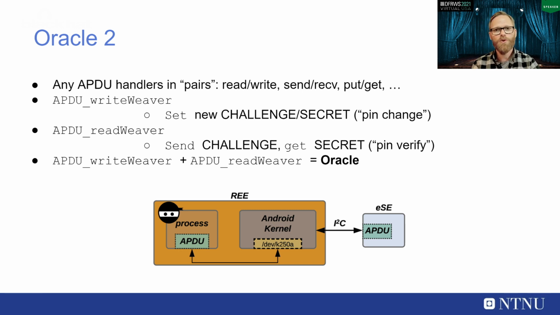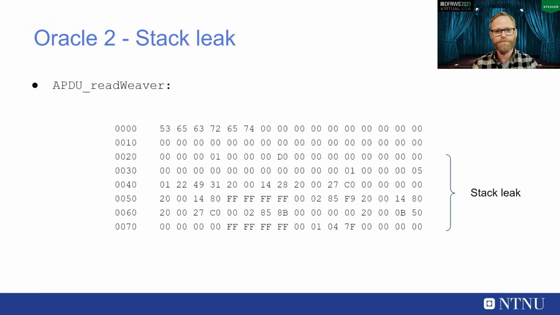So can we abuse these to get an oracle? And we could, because we can manipulate the challenge and secret sizes to be able to get hold of more information leaking back than we were actually supposed to. So we can use the write weaver to set false sizes for the challenge and secret, and we could then read back more data from the device than we were supposed to using the APDU read weaver. So these two combined give the second oracle.